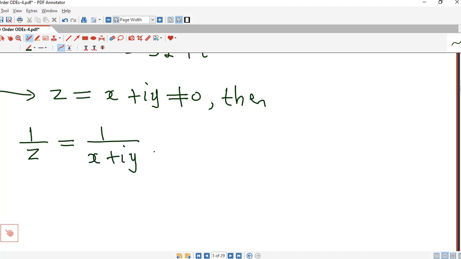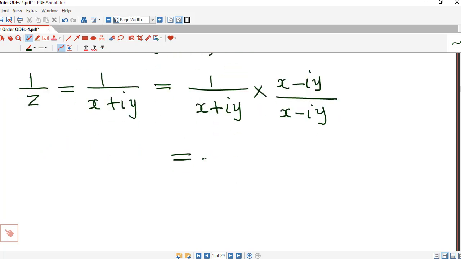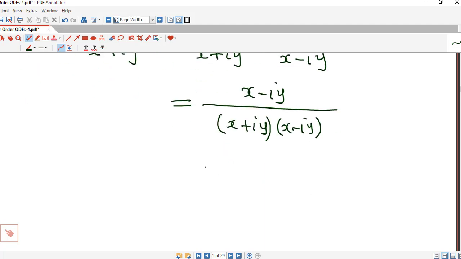If z equals x plus iy, for this we have to multiply numerator and denominator by the conjugate of z, which is x minus iy. So we multiply numerator and denominator by x minus iy. Now we simplify this. Here we have x minus iy, and x plus iy into x minus iy. So here also we can use the formula for the product of two complex numbers.